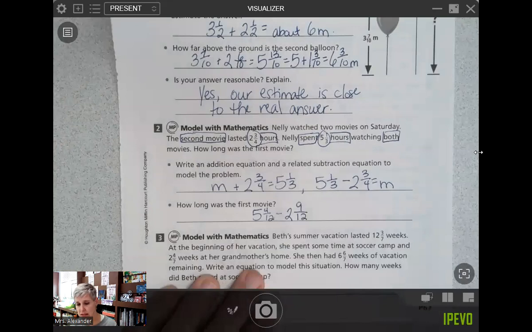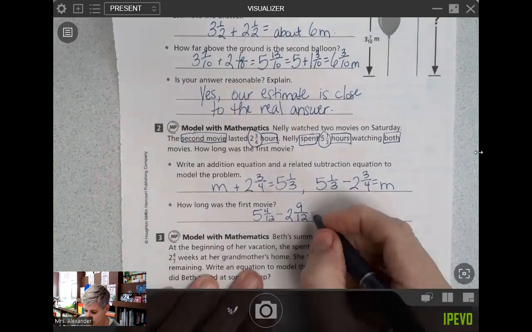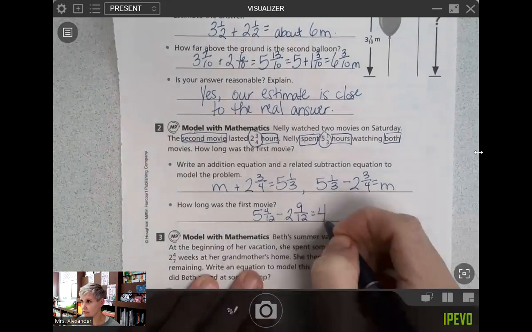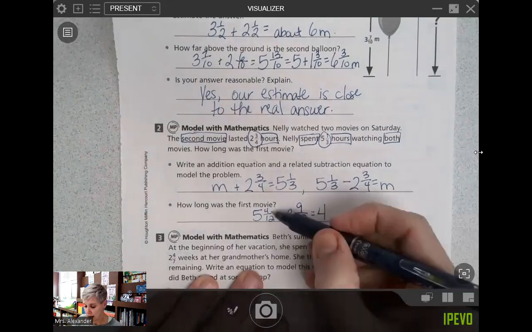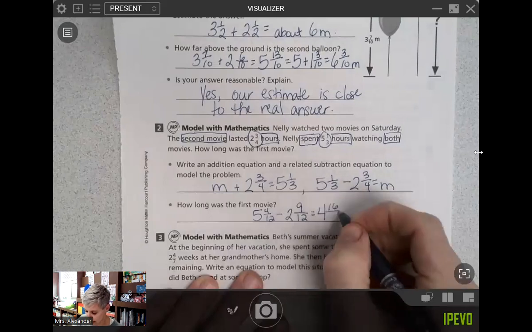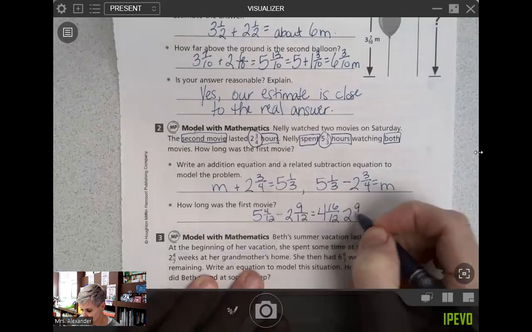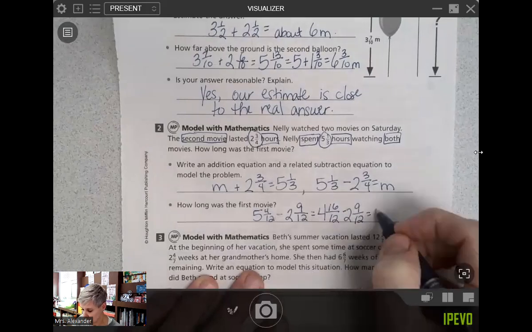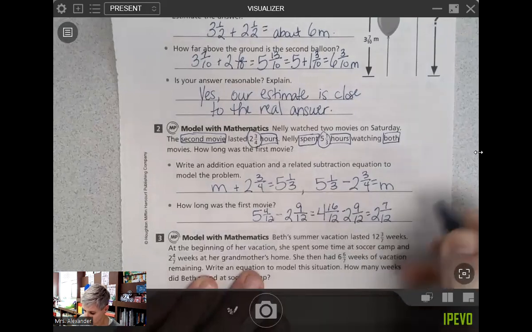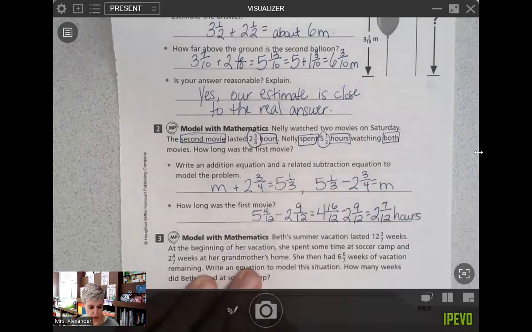So we've talked about 3 different ways in class that you could do this. I'm going to rename my lead fraction. I'm going to take 1 away from the whole number. 5 minus 1 is 4. Then I would have that 1. It's 12/12 plus my 4/12. So I have 16/12 now, minus 2 and 9/12. 4 minus 2 is 2. 16 minus 9 is 7/12. And we're talking about hours if we're going to label that. 2 7/12 hours.